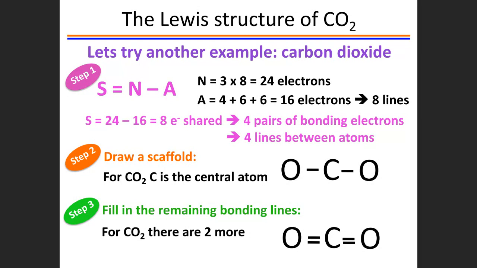So 3 times 8 is 24. Now, how many valence electrons? That means A. For carbon, we know 4. For each oxygen, 6, and we have 2 oxygens, so 6 plus 6, 12 plus 4, 16. That means 8 lines total. Now if we ask how many electrons are shared in the bond, that is S. If we subtract 24 minus 16, you get 8 shared electrons. So 4 pairs of bond electrons.